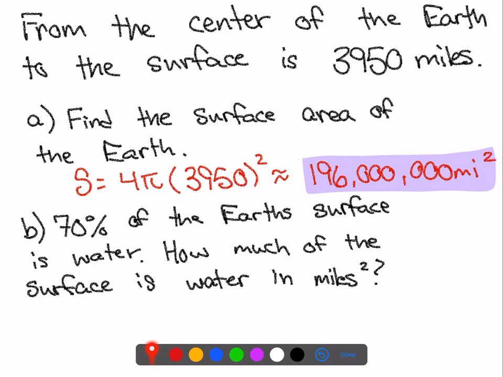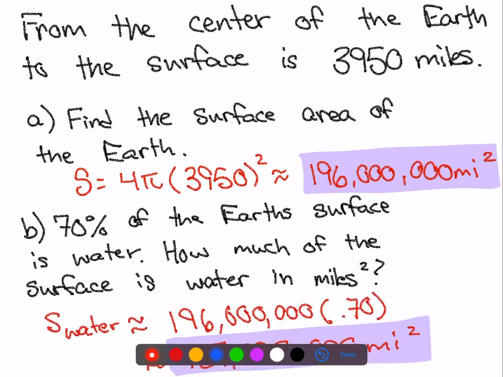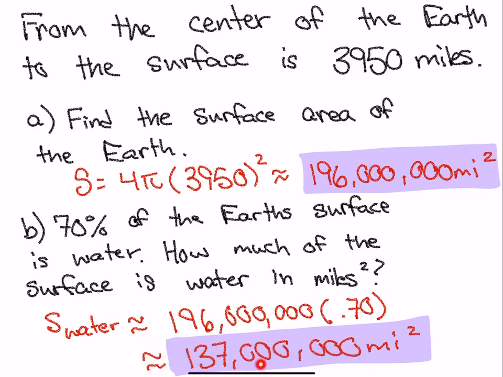Now, we know that 70% of the Earth's surface is water. How much of the surface is water in miles squared? So we're actually going to take this number. If I want to find out 70% of this large number over here, I'm just going to go ahead and multiply it by 0.70. That's 70% written as a decimal. So doing that will allow us to find the surface area of the water, which turns out to be 137 million miles squared. So 137 million miles squared is the surface of water on the Earth.